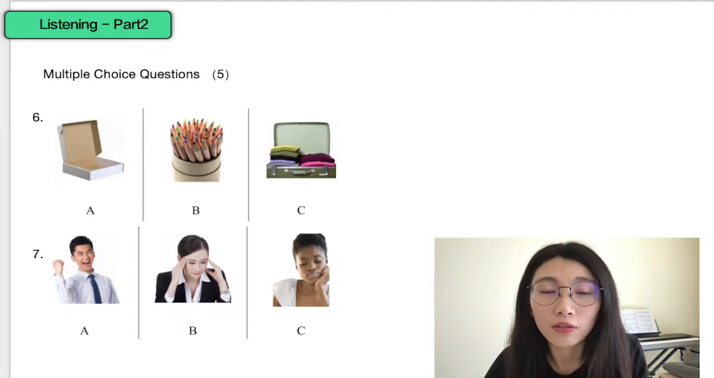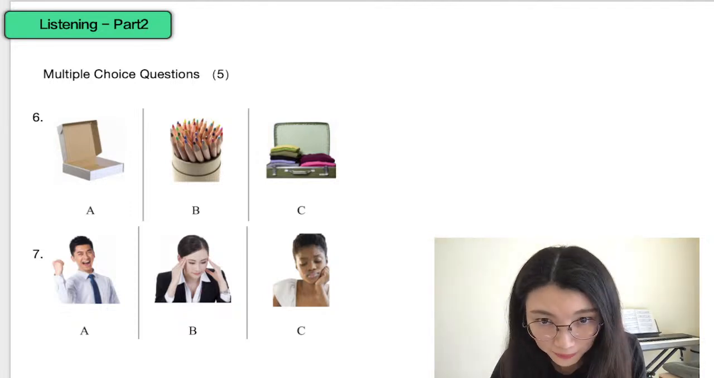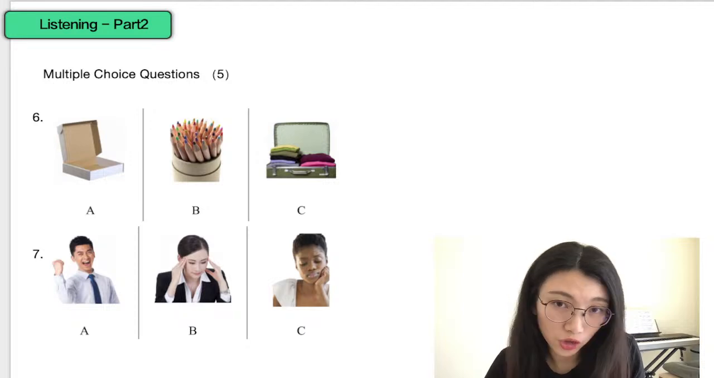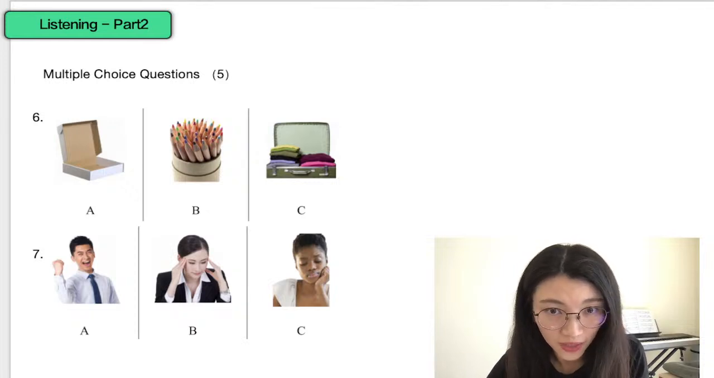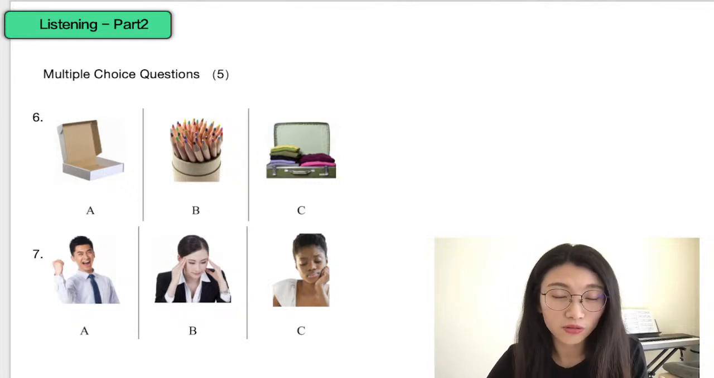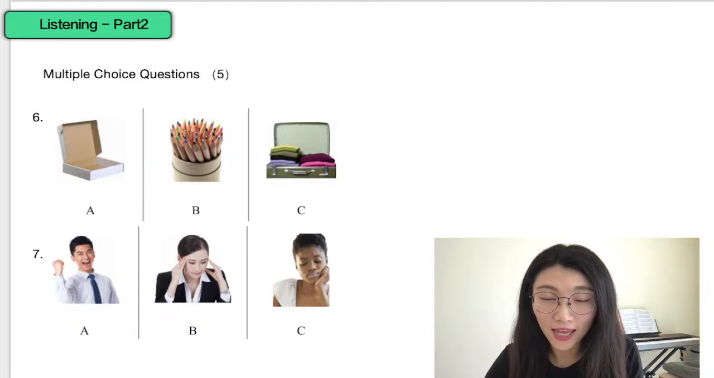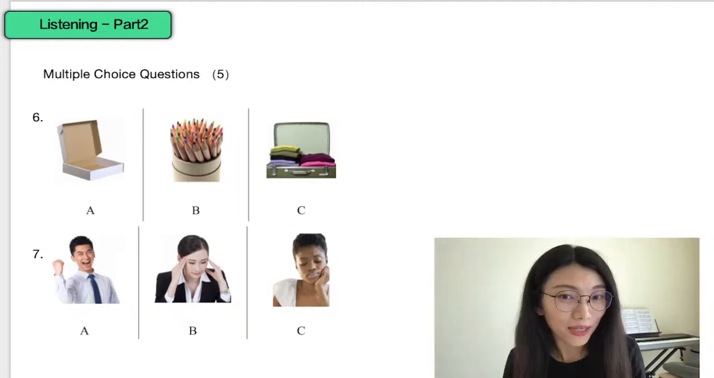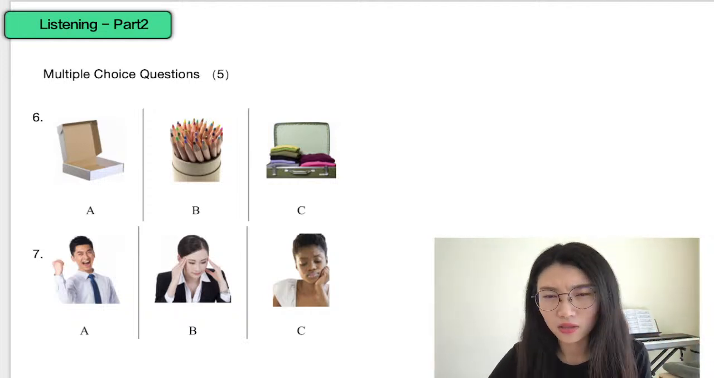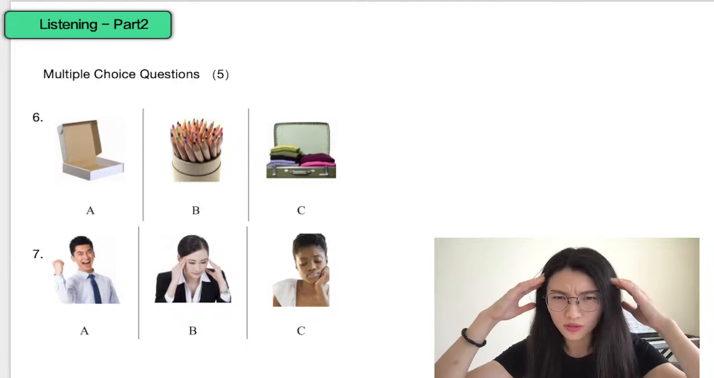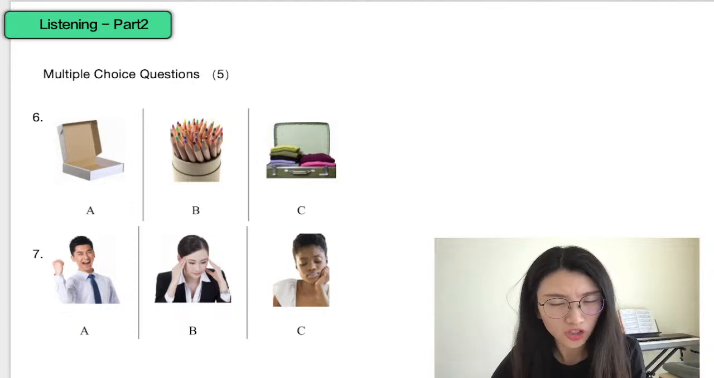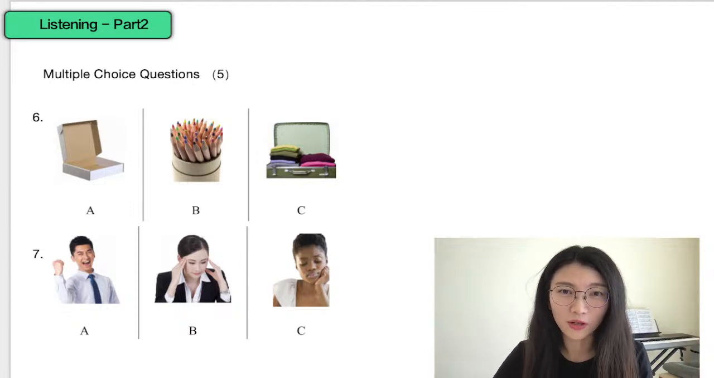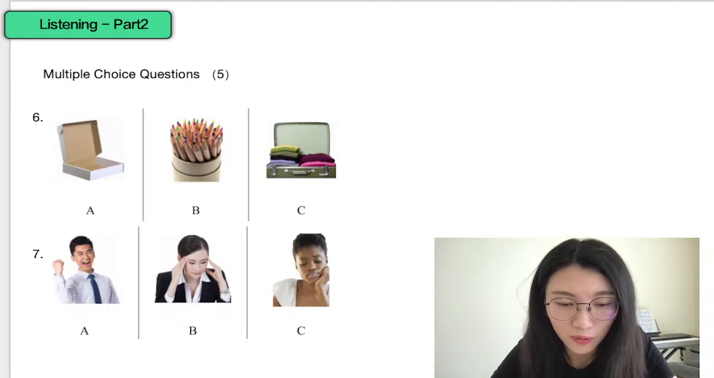So we can see that number 6, A, it's a box, empty box. B, it's a lot of pencils, and C, it's luggage with a lot of clothes. And 7, okay, it's a person. A is a man, he is very happy. B, it's a girl. She's not happy. Maybe she's confused. And C, she's sad. So let's listen and choose the correct answer.